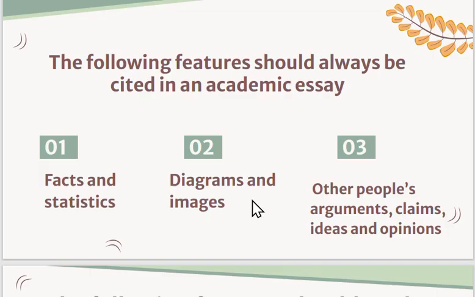Number 2, diagram and image. If your research paper includes a diagram or image that you used from others' book or source, you have to document it. Number 3, sorry, other people's arguments, claims, ideas, and opinions. Here you will talk about someone else's opinion, someone else's argument, someone else's ideas. So it is very important to document it.